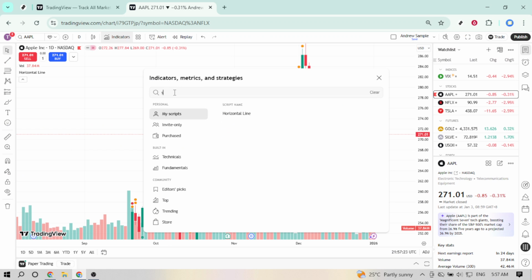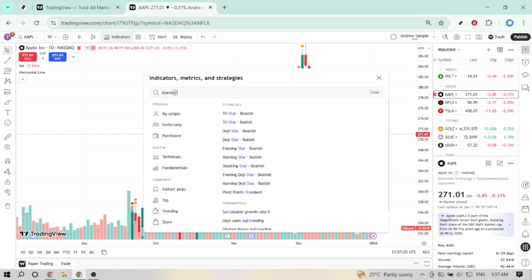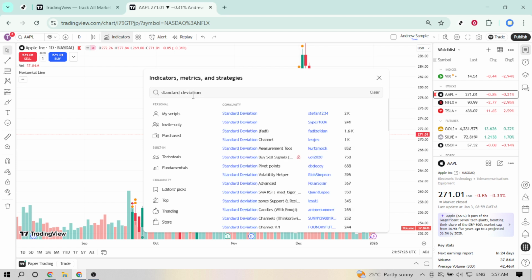In the search bar, type Standard Deviation and then click the Standard Deviation indicator from the results to add it to your chart. It will appear as a separate pane below your price chart, typically as a single line that moves up and down over time.